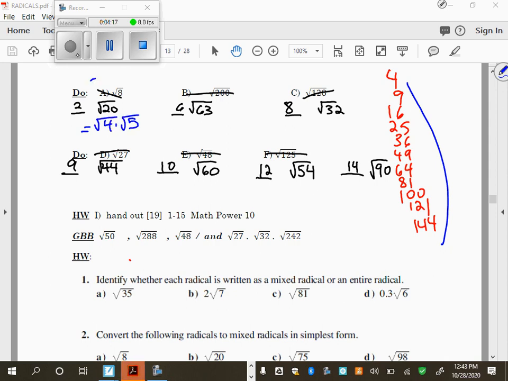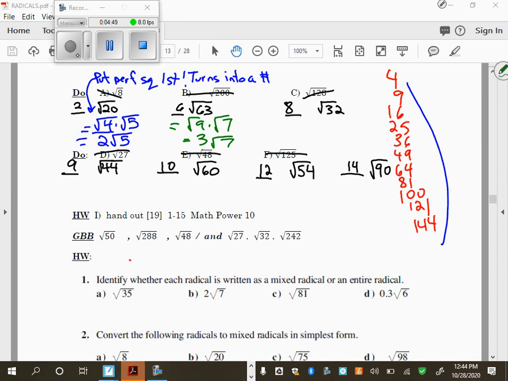And put the perfect square first, write it down, please. This is a nice reminder. That's the radical that turns into a number. So the square root of 4 turns into the number 2. Answer: 2 radical 5. Radical 63, know your multiplication tables. 9 times 7, which is 3 radical 7.